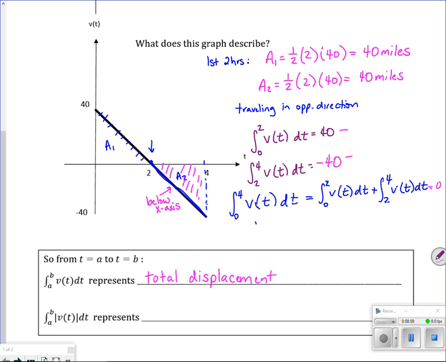Whereas if I said what is the integral from 0 to 4 of the absolute value of v of t, if I ask you this in words, I say, guys, look, he traveled 40 miles there. He traveled another 40 miles. He just went in the opposite direction. Well, how far did he actually travel? His total distance traveled is the 80. So this is 80.